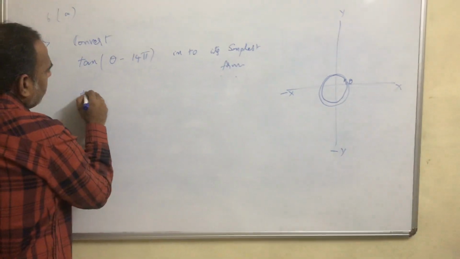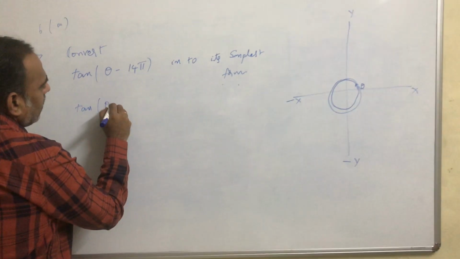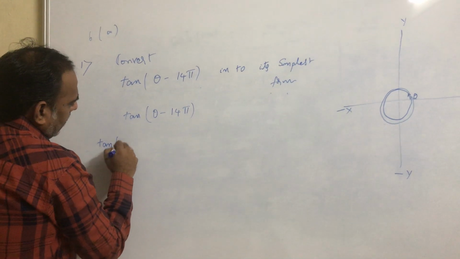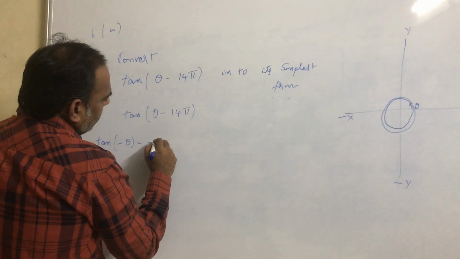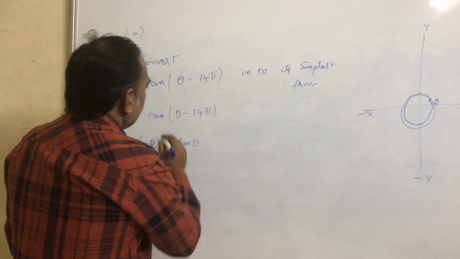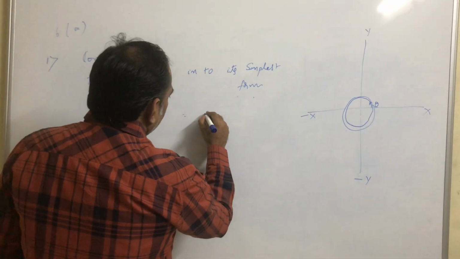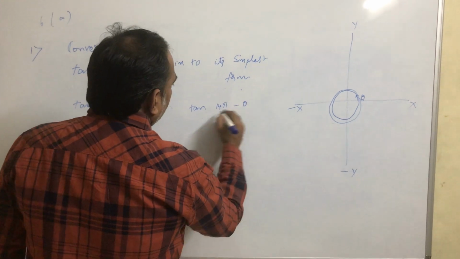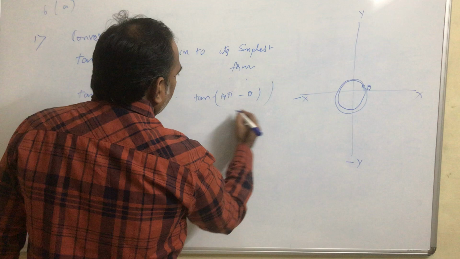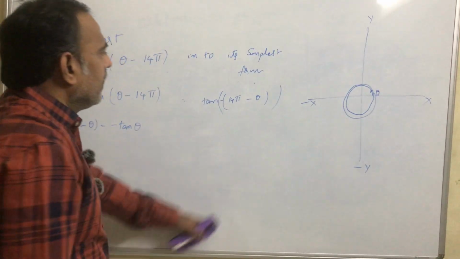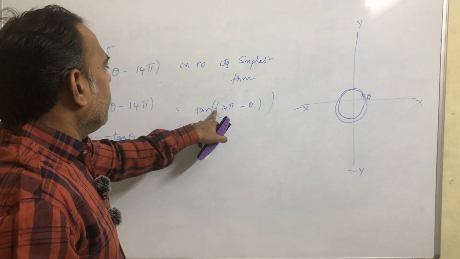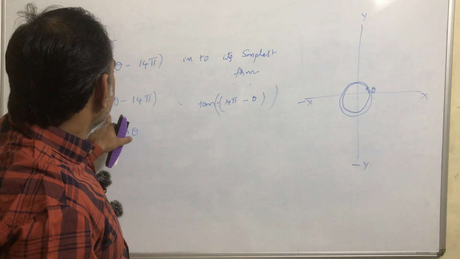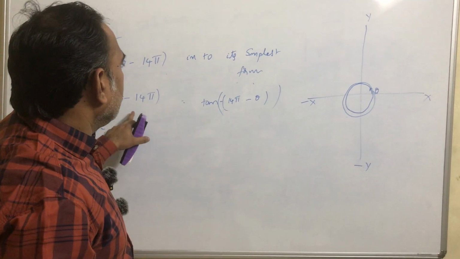Okay, write down tan theta minus 14 pi. We know that tan of minus theta equal to minus tan theta, right? So we can write this equation as tan of minus of 14 pi minus theta, right? Just I make minus common in this equation. Theta minus 14 pi can be written as minus bracket 14 pi minus theta.